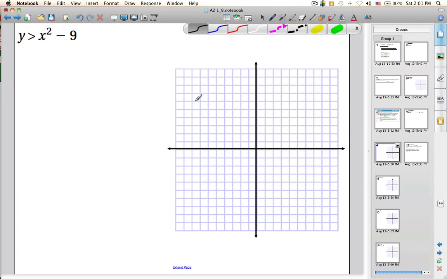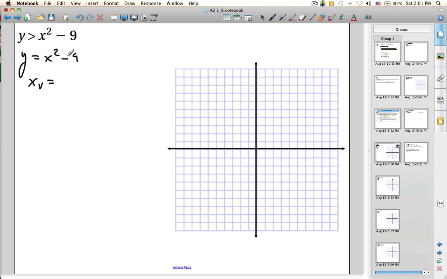So if I want to graph this particular function, the first thing I want to do is graph the boundary line as if it's an equation, y = x squared minus 9. I know that the x-coordinate of the vertex is going to be at 0 because my middle term is 0: 0 over 2 times 1 is equal to 0. When I start making an input-output table, if I plug 0 into this function, I'll get negative 9. So (0, -9) is my vertex.